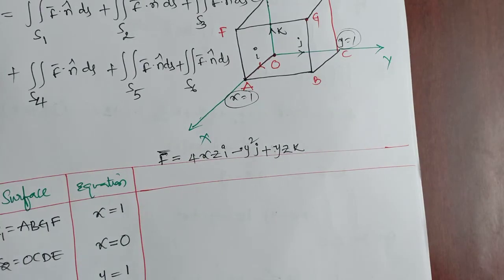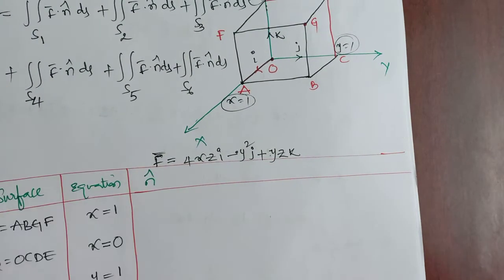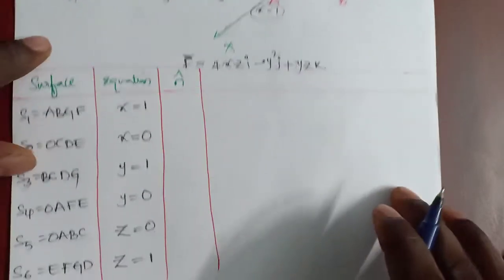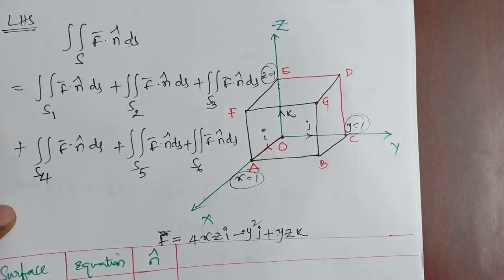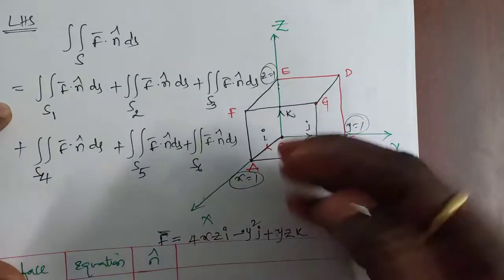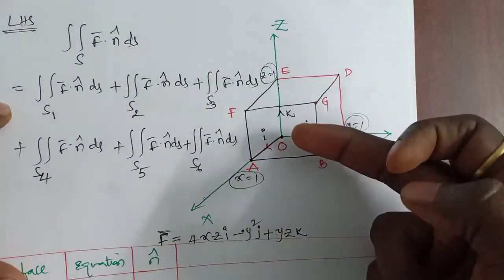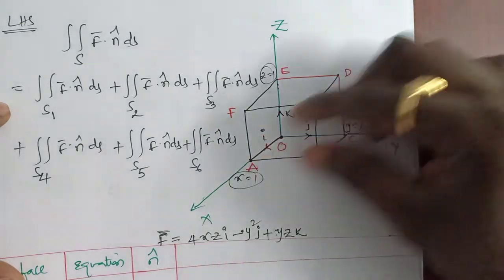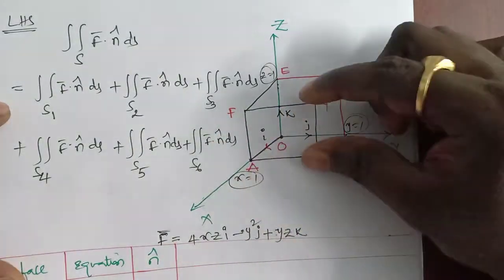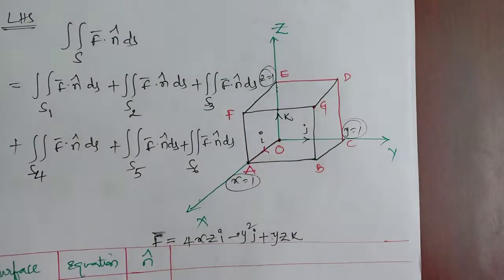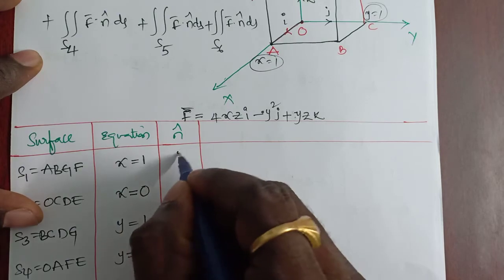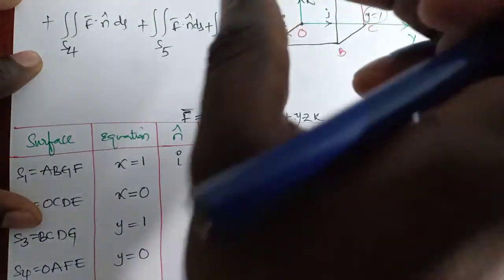Now coming to the n cap. Okay, students, this is very important, n cap. For the first surface ABGE, this is in the positive direction through the x-axis. So the front face has a positive direction, so we need to take plus i.